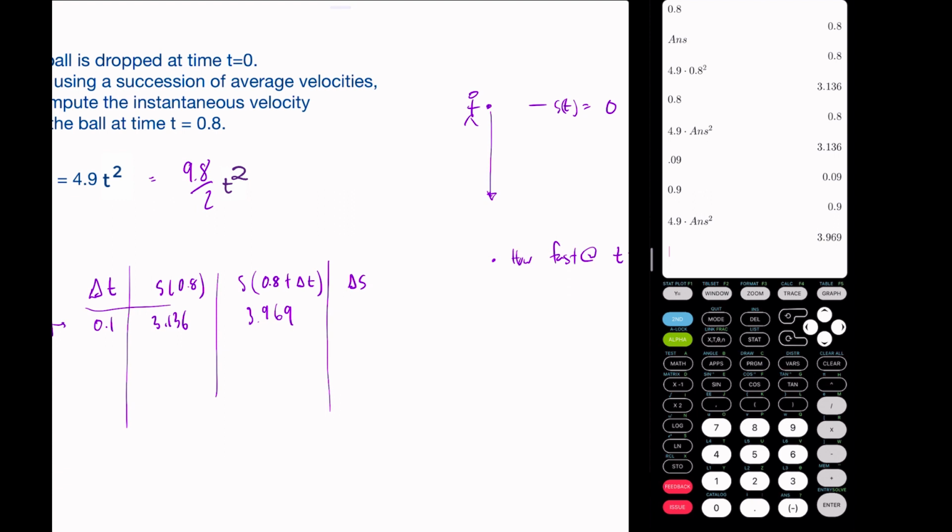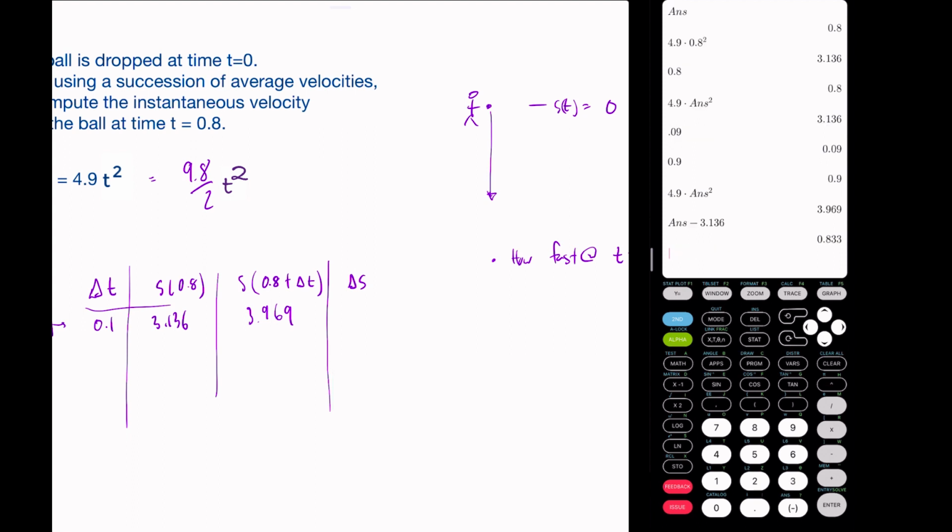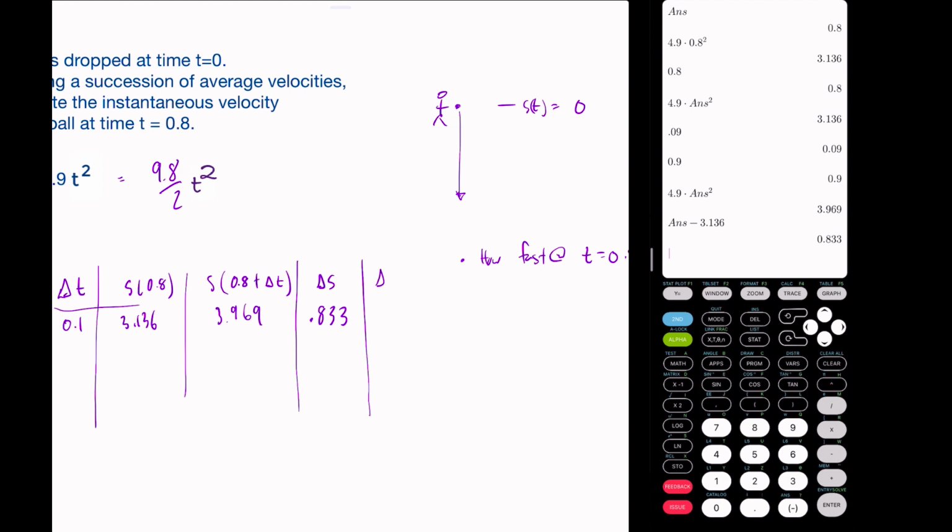Now, I need to know what the difference between these two values is. So that's going to be the entry minus 3.136. Enter. And that difference is 0.833. And then finally, I'm going to enter delta s over delta t, and that is my average rate of change over that time interval. 0.833 divided by 0.1.